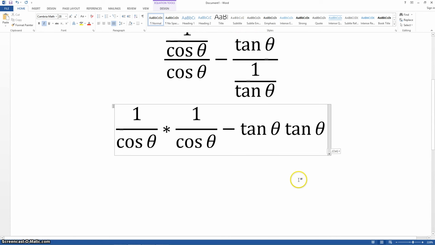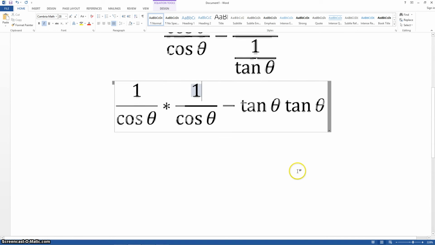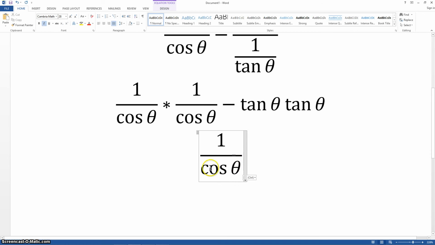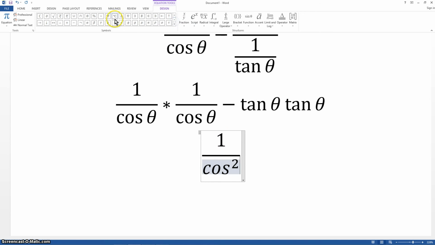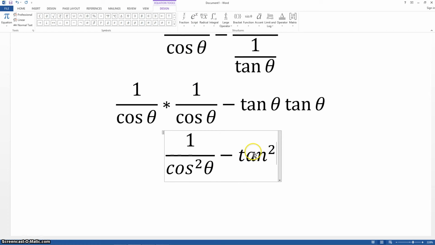So now what I'm going to do is multiply these two together. Top times top, so that gives me 1. And bottom times bottom, so that gives me cosine squared of theta. So I'm going to get 1 over cosine squared of theta minus, and when I multiply both of those tangents, I get tangent squared of theta.